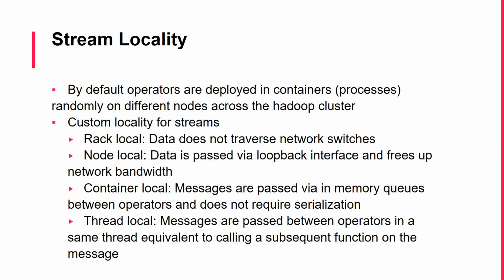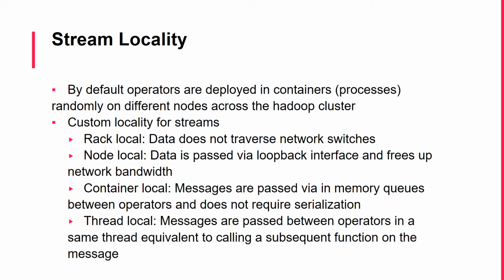We support node local as well. In this case, the operators will be on the same machine. So when they're communicating with each other, the data is just going over the local network stack and not your physical network. So it doesn't affect other nodes. And then the next two are actually something that we support. Hadoop doesn't necessarily provide you that.